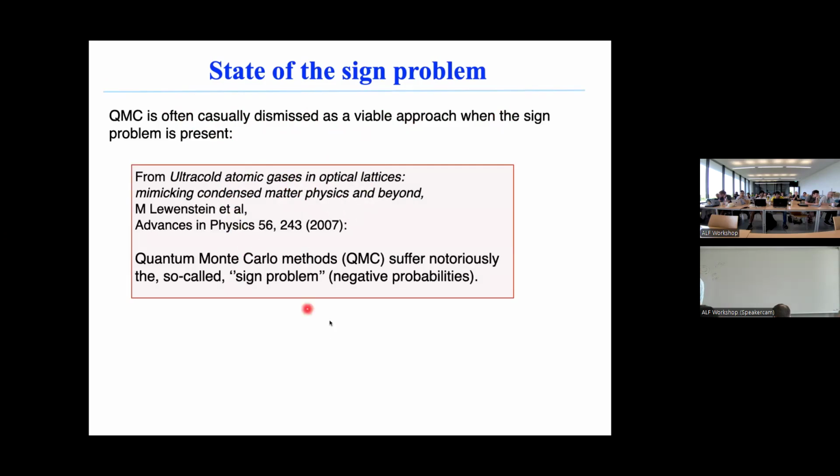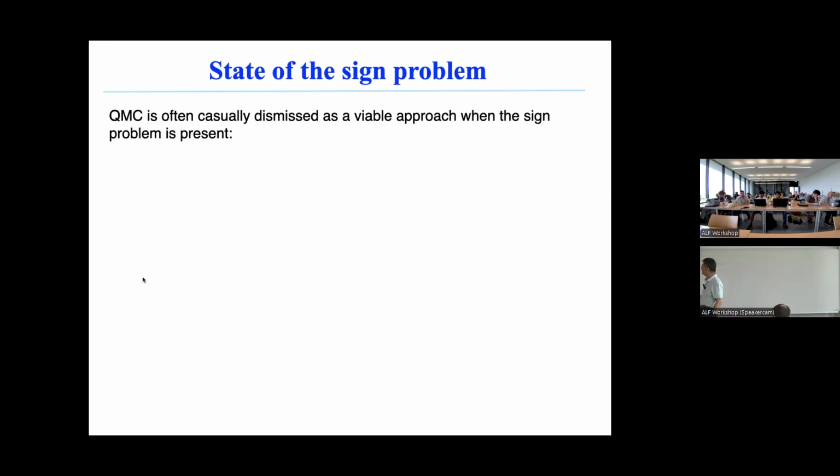I just did a search a year ago. Randomly, a fairly prominent paper came up that says quantum Monte Carlo methods suffer notoriously from the so-called sign problem, negative probabilities. There's not a whole lot of follow-up. It basically says, well, therefore, you don't have to consider this type of calculation for these problems. That's the implication.